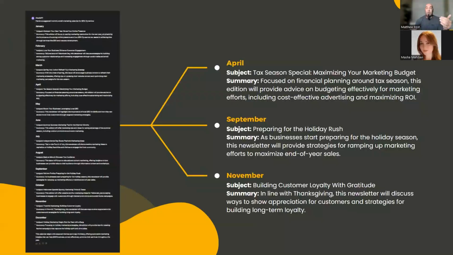And our response, I'm not going to go through the whole response. My goodness, if you look at it on the left, they gave every month all the way down the line, January through December, and they gave us a subject line. They gave us the summary. I picked out three of them just to highlight. April, tax season. I wouldn't even think of doing a tax season thing having to do with marketing, but it's seasonal. It was instructed to look at the seasonality and holidays and what's going on, so it does that. September, November, again, Thanksgiving, September, holiday push. It gives ideas of what you can be doing with your newsletter.